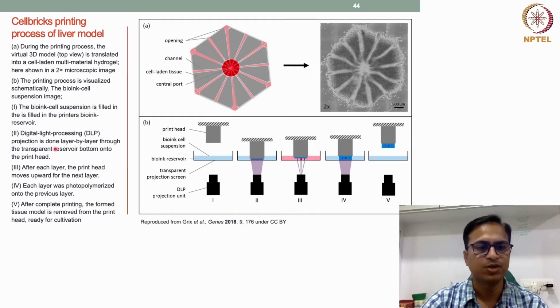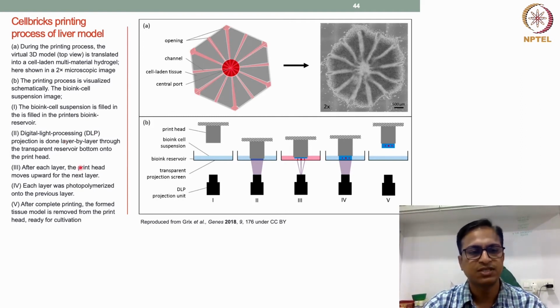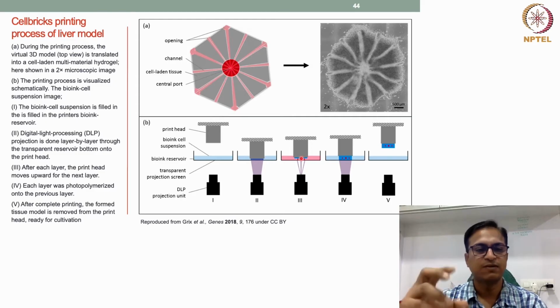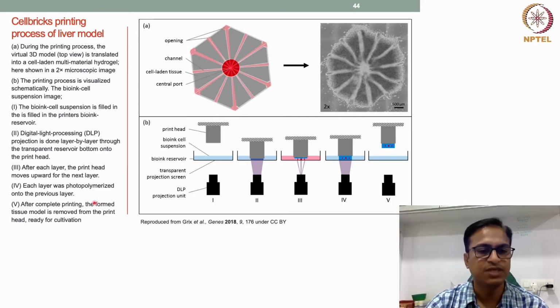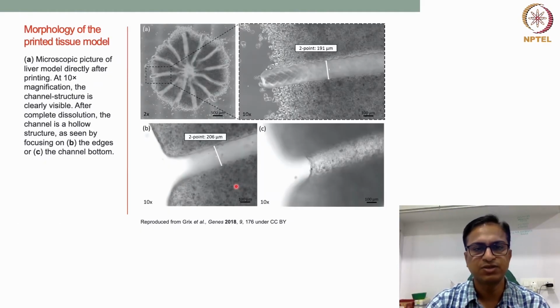So digital light processing, DLP, is a layer by layer manufacturing process. As I said, after each layer the printhead moves upward for the next layer, and each layer is polymerized onto the previous layers. So the layers get bonded during polymerization, and by this the layer to layer integrity is maintained. After complete printing, the formed tissue model is removed and ready for cultivation. So that's what they have done.